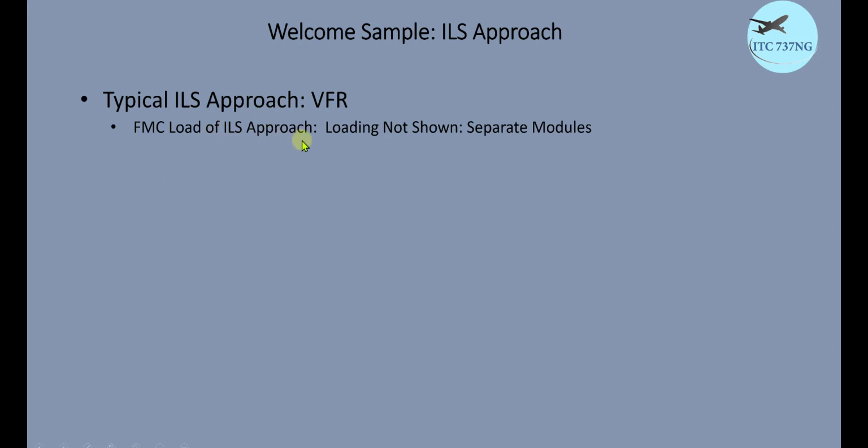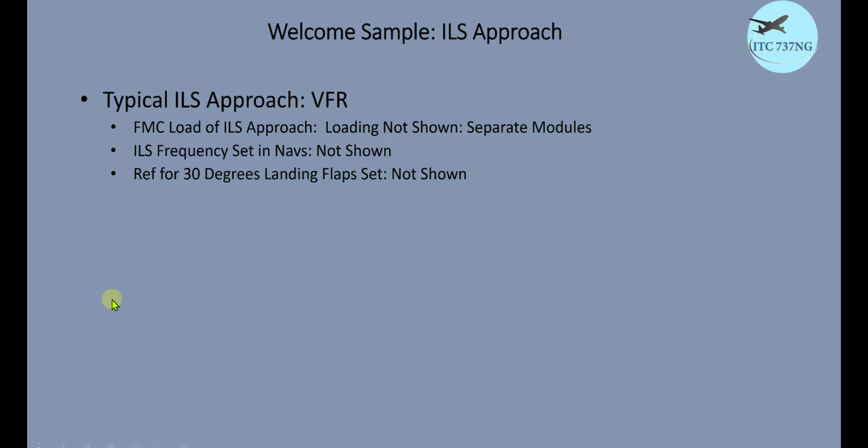ILS approach, and that's not shown how it was loaded, and those are presented in separate modules. The ILS frequencies are set in the nav heads. That is also not shown. Ref speed for a 30-degree flap approach is set, and that is also not shown. And all those will be trained in future modules.